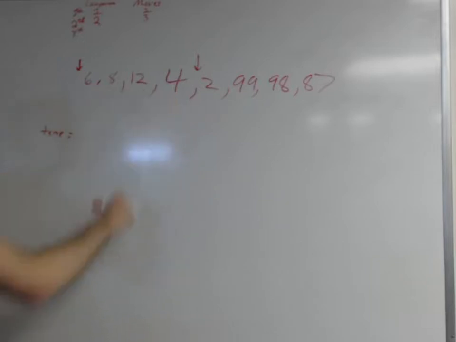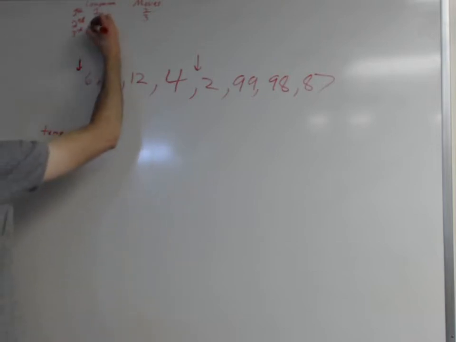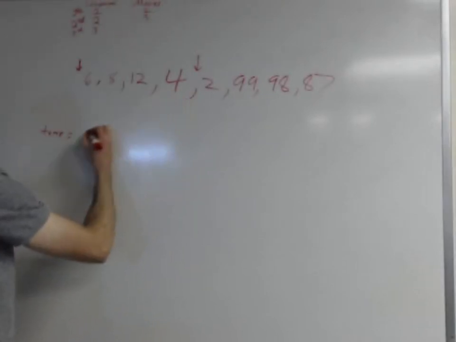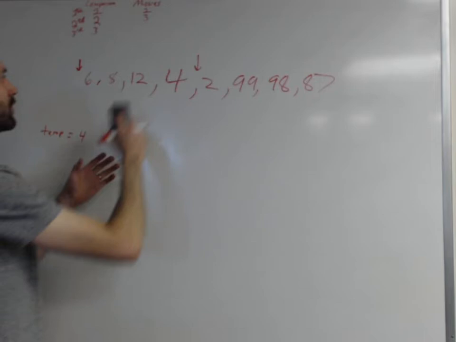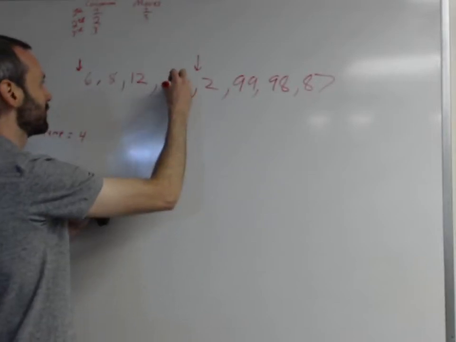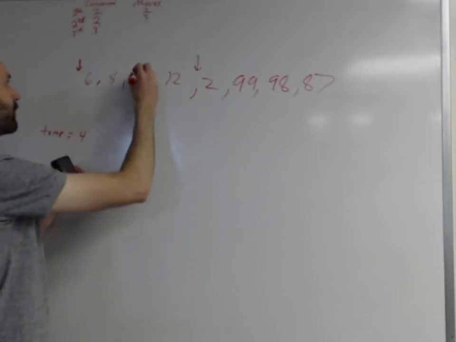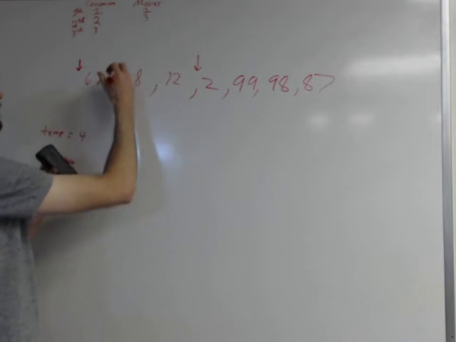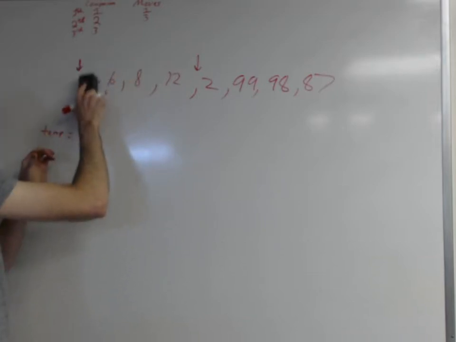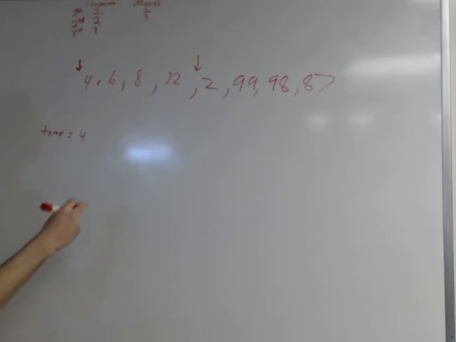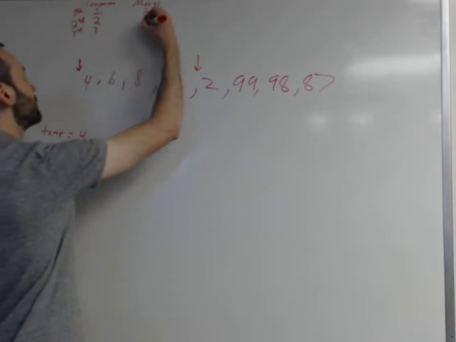All right, is the 4 in the right location? How many comparisons do we have to do to find that out? All of them. So 3 comparisons. All right, we move the 4 over to temp. We're going to move the 12 over, move the 8 over, and then move the 6 over. And then we're going to put the 4 where the original 6 was. How many moves do we do? 4.